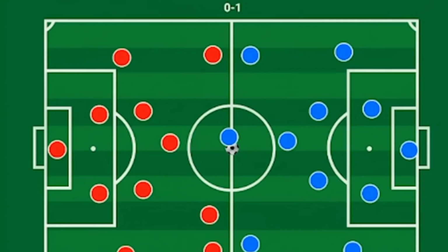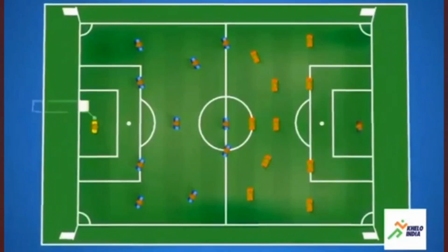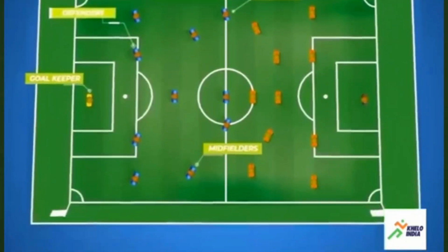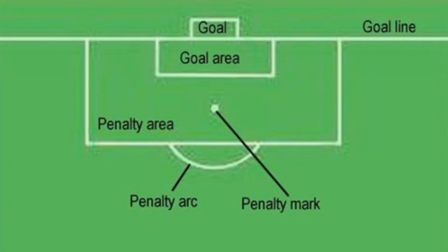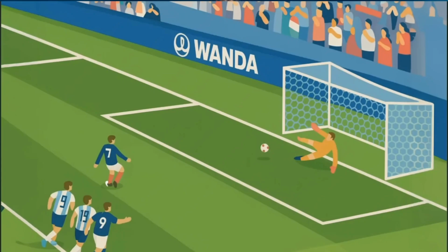The match starts from the center circle. This is where kickoff happens. The ground is divided into two halves by the half line. At both ends there is a goal post where teams try to score. In front of the goal, there is a very important area called the penalty box. This is one of the most dangerous areas on the field. Why? Because if a defender commits a foul inside the box, the other team gets a penalty kick.